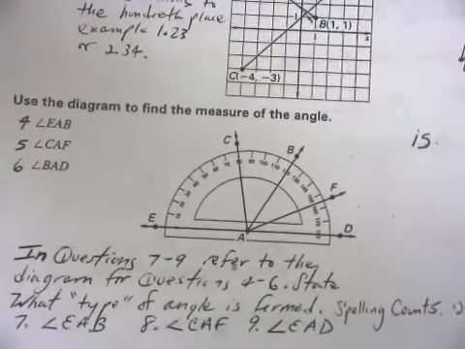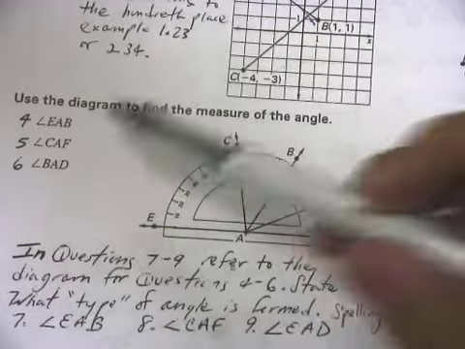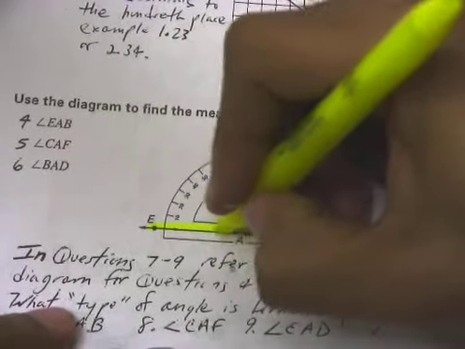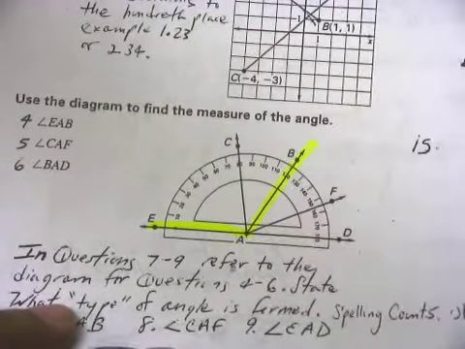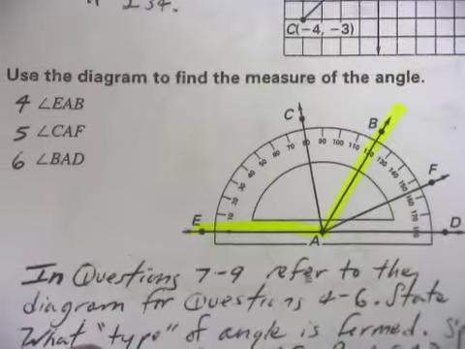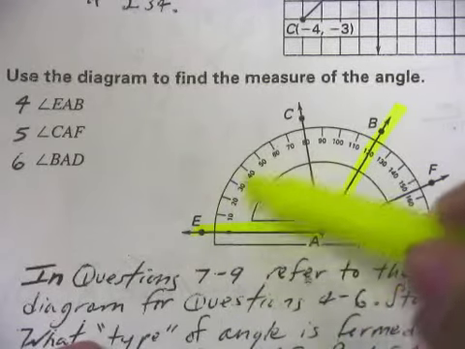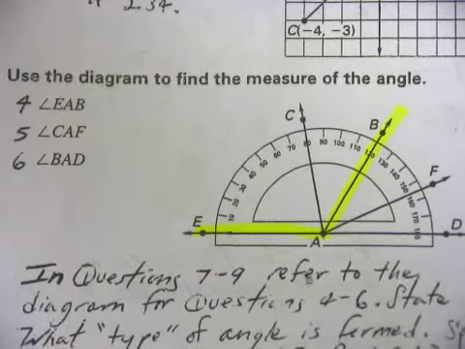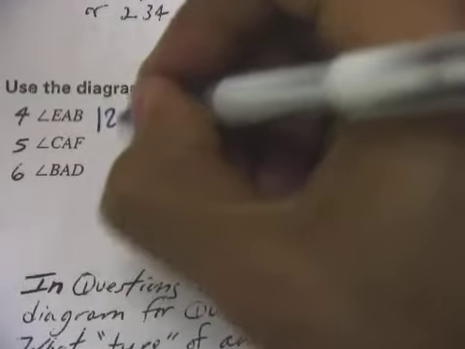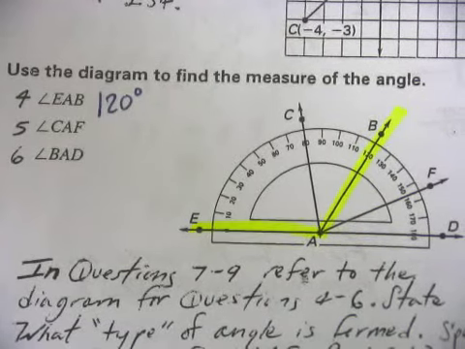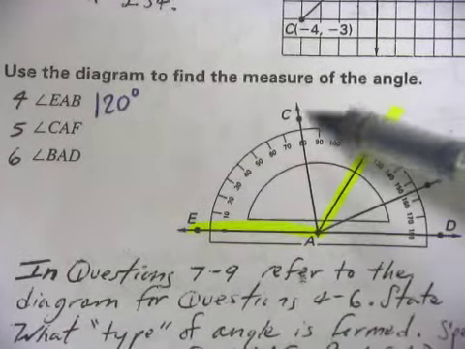Question number 4 was asking us to find the measure of the angles. Well, here they wanted the measure of angle EAB. Well, A is the vertex, so EAB, here it's E to A to B. And I hope we can see that starting from 0 to there, it's 120 degrees between these two rays. So EAB is 120 degrees.